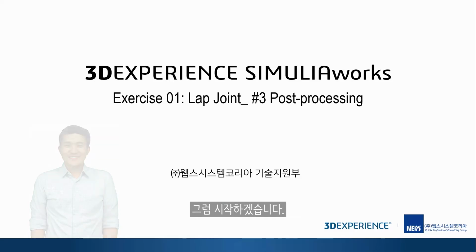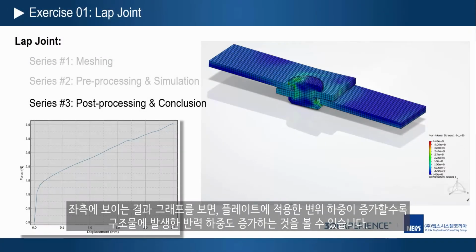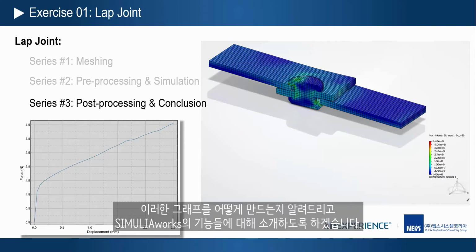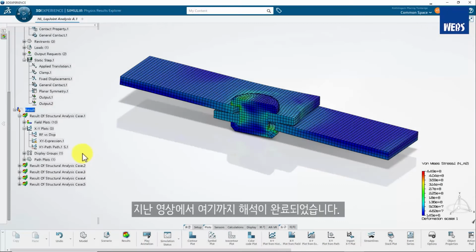Let's get started. This is the result, and on the left the graph shows the force acting on the plate is increasing as the displacement load is also increasing. I'll be showing how to get this graph, as well as some other tips and capabilities available in SIMULIAworks. This is where I left off in my previous video, and the analysis is done.